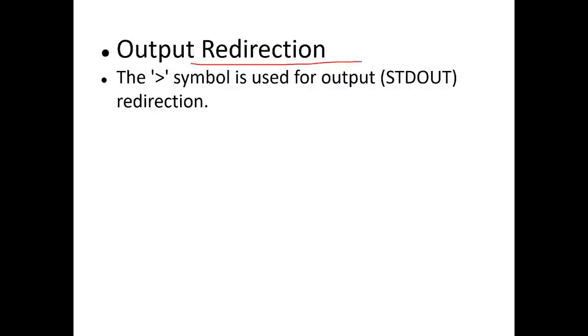Output redirection. The greater than symbol we call output redirection. We have already seen this in some of the examples when we were studying the cat command. It is used for output redirection. That means using this output redirection operator, you are sending the output to a particular file.